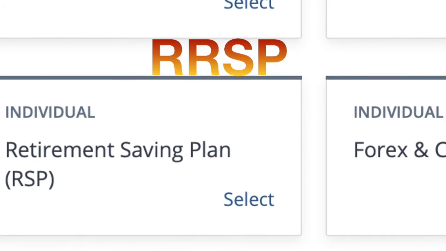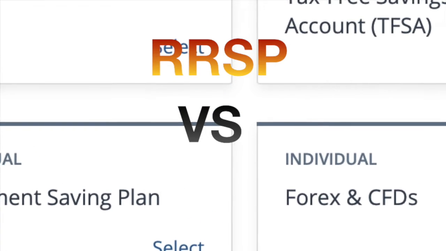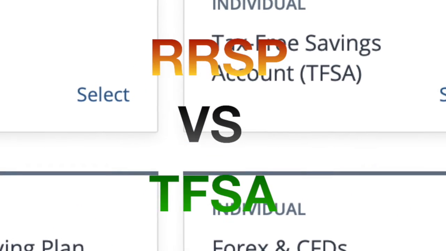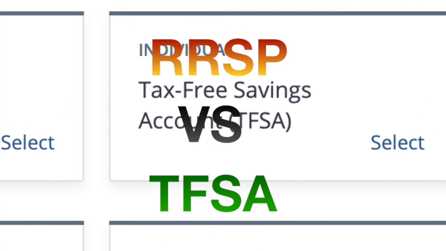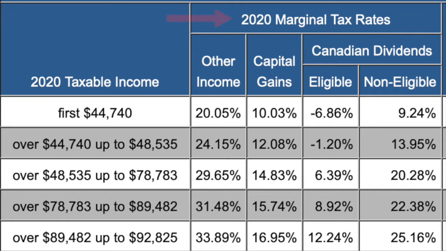Now let's look at two common investment accounts, RRSP versus a tax-free savings account. How do you decide which one is right? So when considering an RRSP, look at your tax bracket, or the marginal tax rate. This is an example in 2020. So for the first $44,000 of income you have, you're going to pay approximately 20%. If you make this or less, this RRSP probably does not make the most sense.